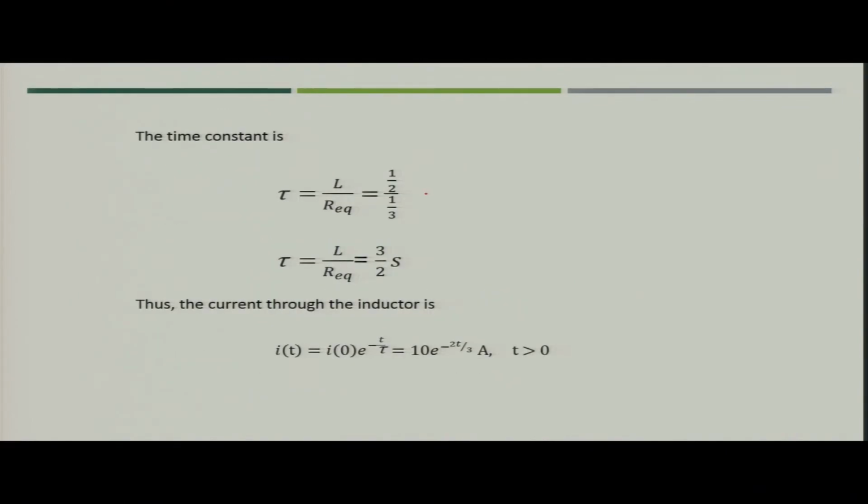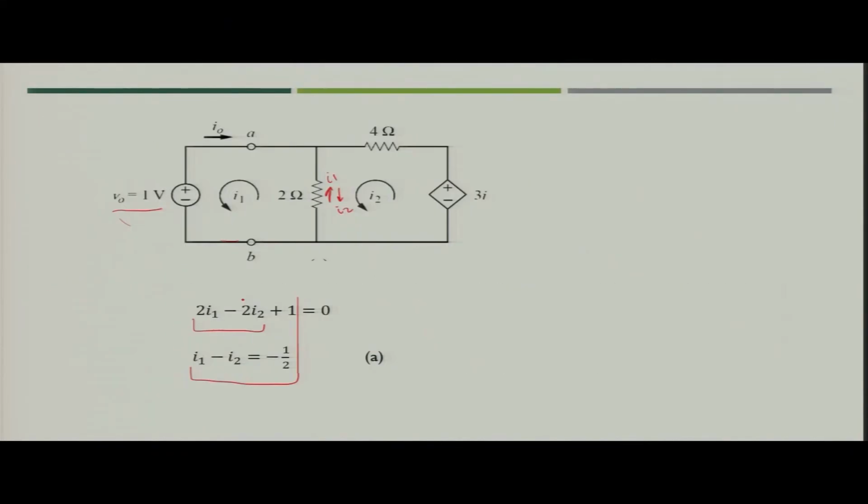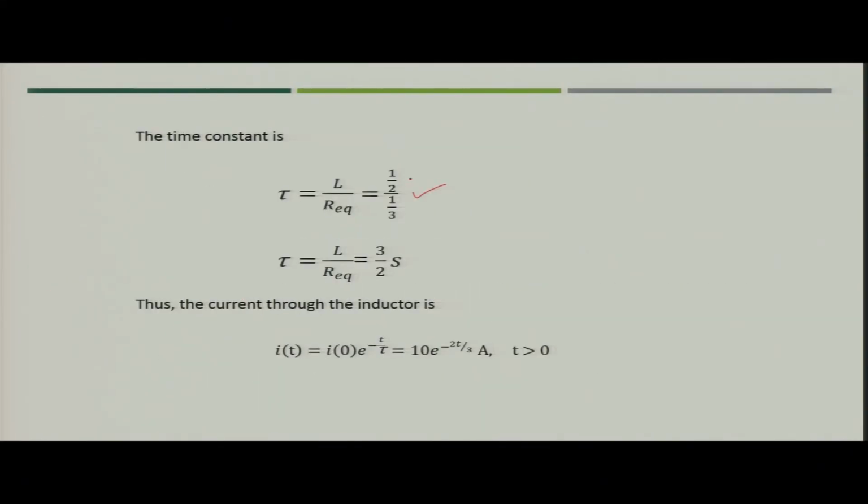Now, what would be the value of the time constant? The time constant will be L upon R equivalent. The value of L is given as 0.5 Henry, which was given in the question. We put that value, and the R equivalent we have just calculated as 1 by 3 ohm. So, the value of tau will be 3 by 2 second.